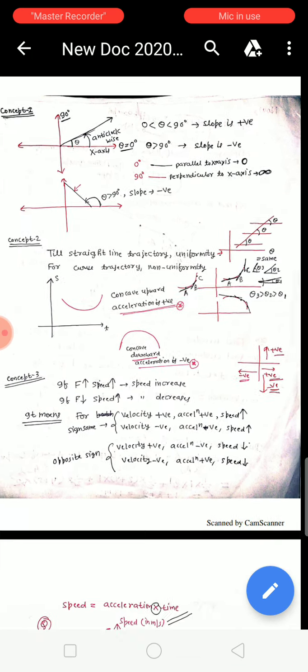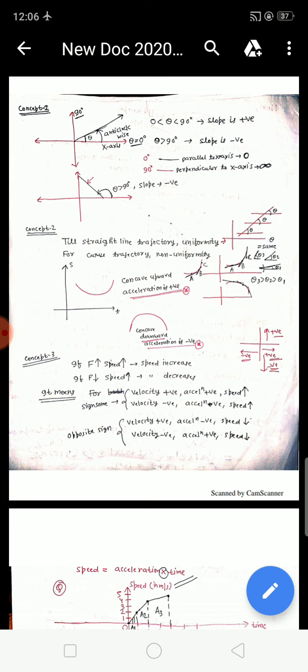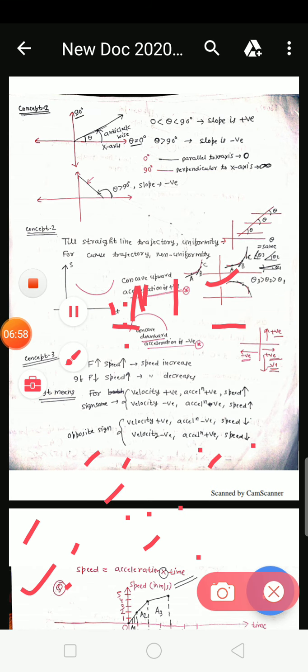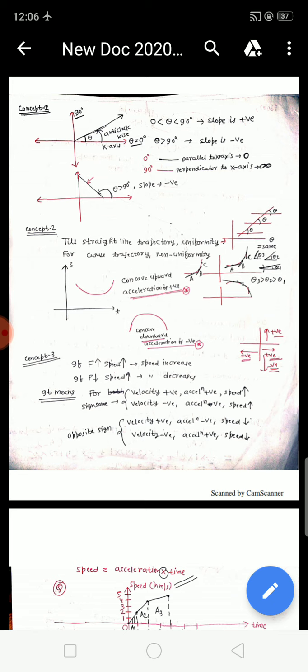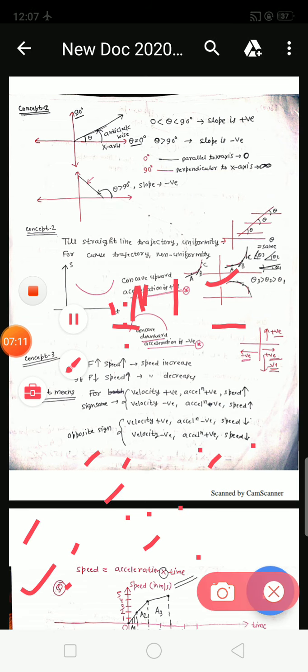Now, this is a very crucial concept. First of all, concept number 1.